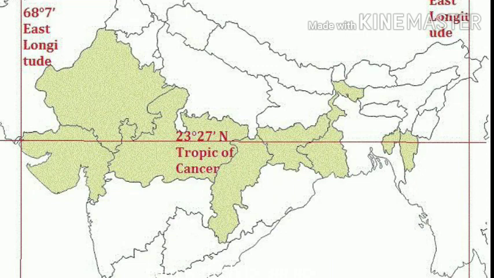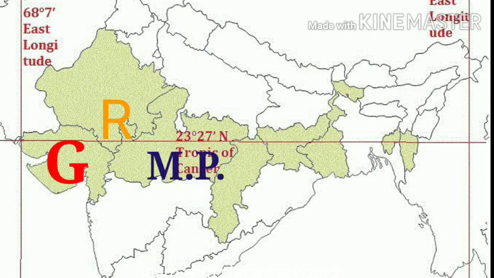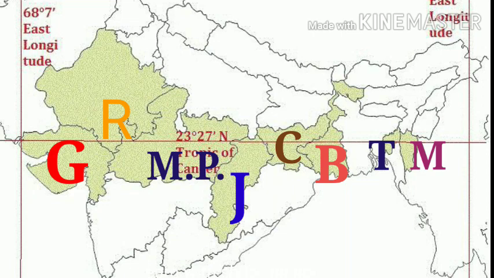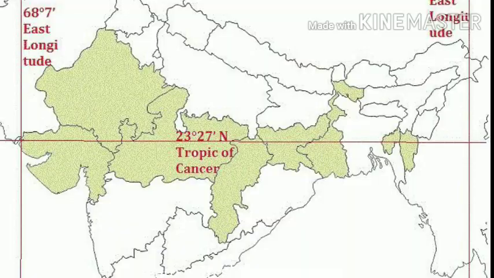The states through which the Tropic of Cancer passes are Gujarat, Rajasthan, Madhya Pradesh, Jharkhand, Chhattisgarh, Bengal, Tripura, and Mizoram. Therefore, the temperature is generally high throughout the country. In this way, latitude affects the climate of India.